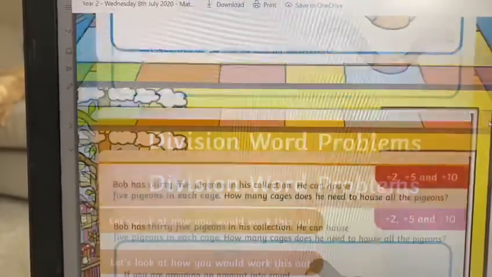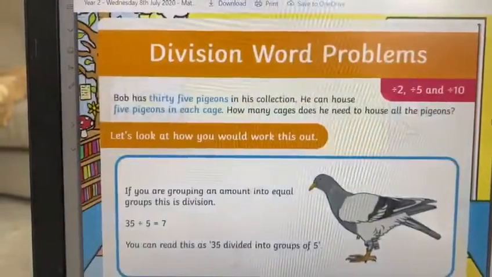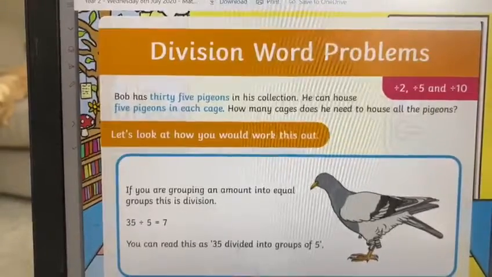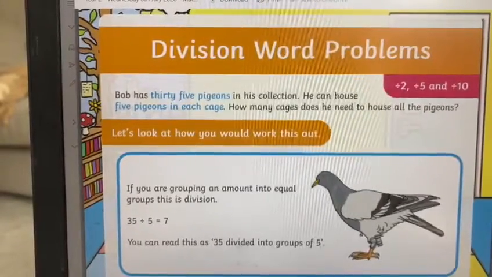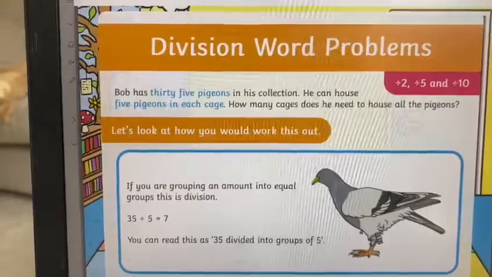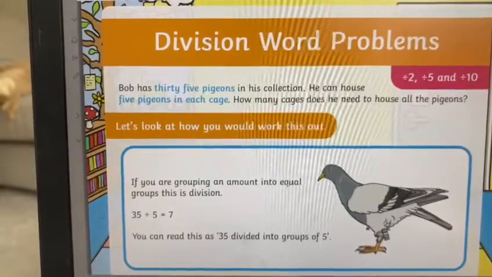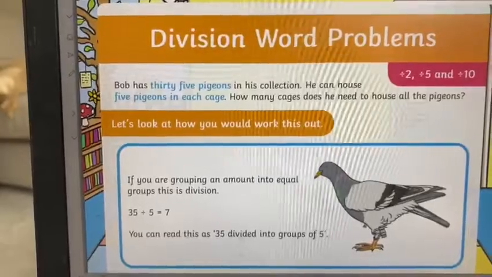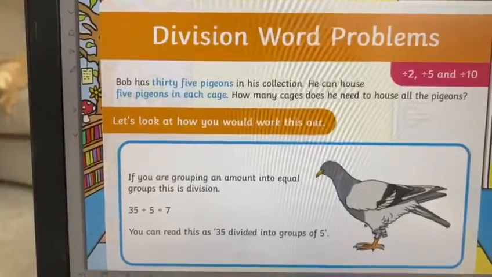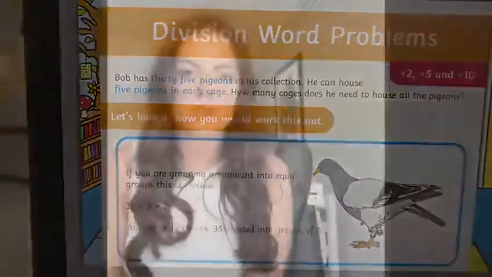Let's move on to the next one. Bob has 35 pigeons in his collection. He can house 5 pigeons in each cage. How many cages does he need to house all the pigeons? So if you're grouping an amount equally, this is division. 35 divided by 5 equals 7.